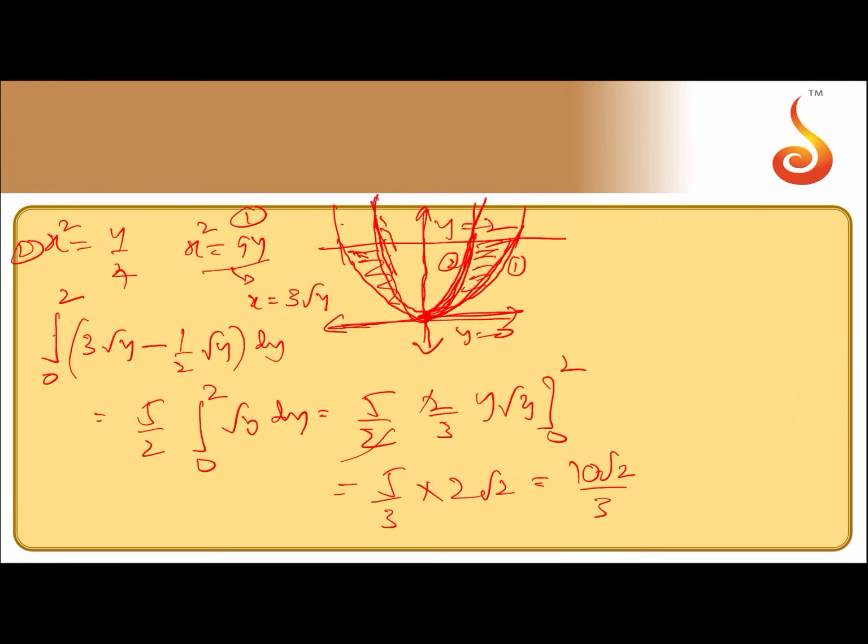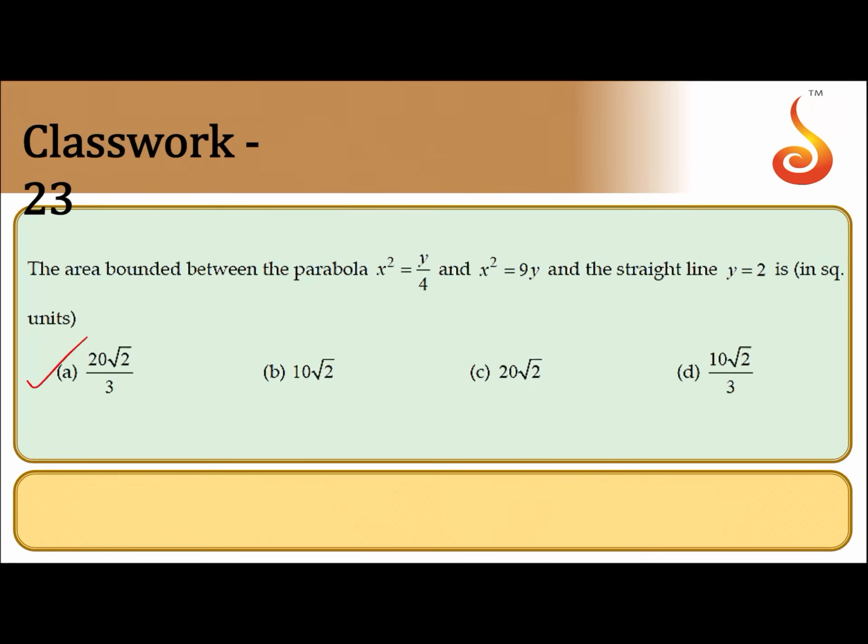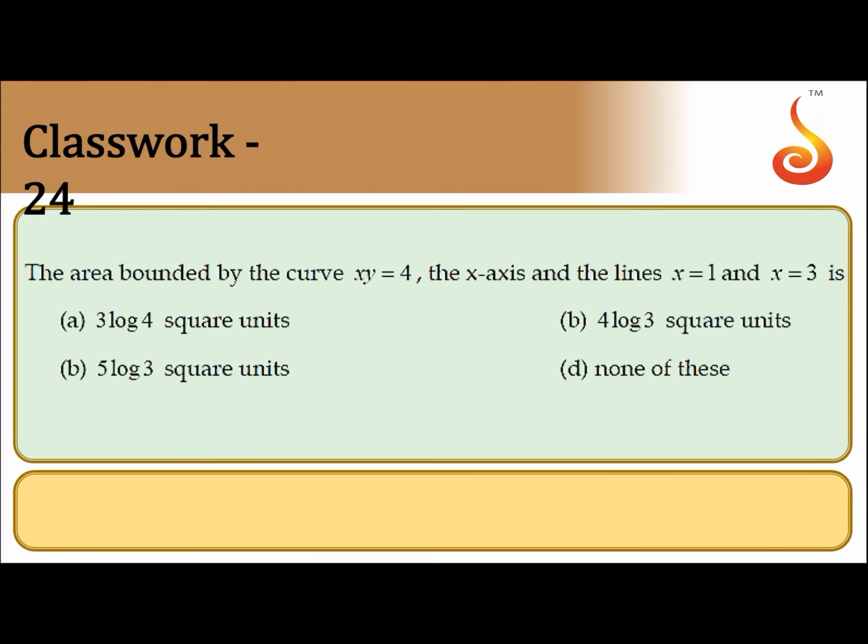This is only half of the area, so the total area is twice of it. Multiplying by 2, 20 root 2 by 3 is the required answer, because of symmetry. Yes, correct answer. Next, coming to the area bounded by the curve xy equals 4, the x-axis, and the lines x equals 1 and x equals 3. I hope it is a similar problem we have done twice already.